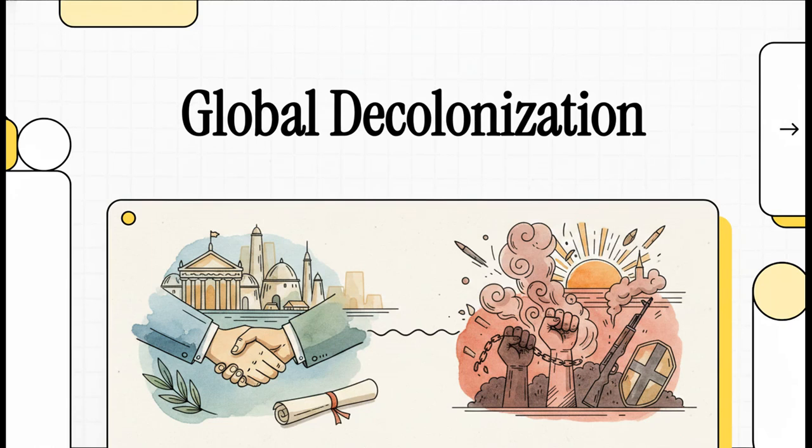Welcome to The Explainer. Today, we're diving into what is arguably the most consequential political transformation of the 20th century. I'm talking about the massive global power shift between 1945 and 1980 that completely dismantled European empires and totally reshaped the world we live in today. Let's get right into exactly how this incredible transfer of global sovereignty unfolded.